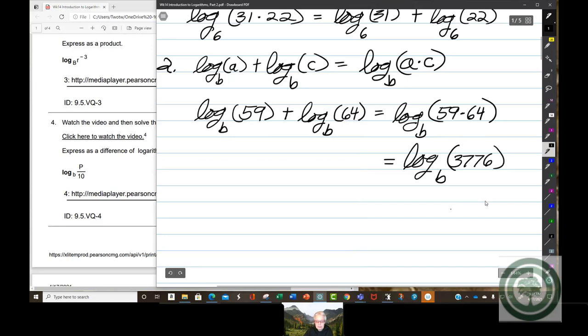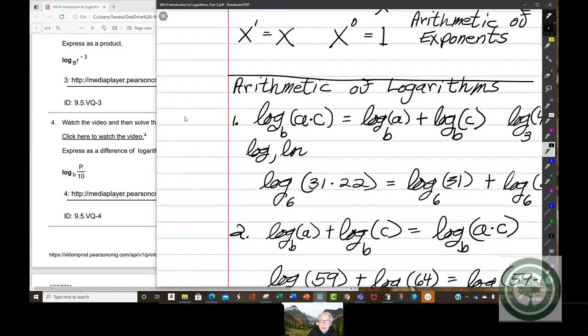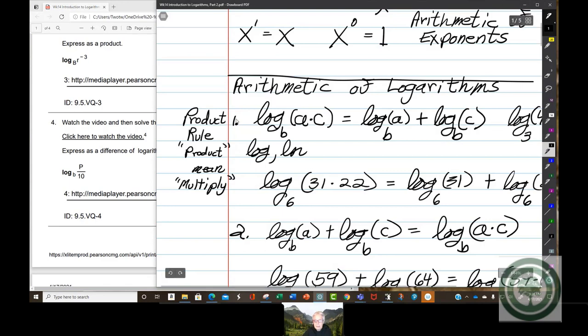Number 3. That was the first rule. This property of logarithms is called the product rule. So what I'm going to do here is write it out here. And you'll see this. The property is the product rule. In math, the word product means multiplication. Let's just say multiply for the sake of room.